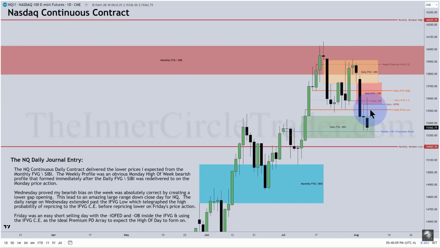Because what is that telling us? Order flow is bearish. Everything is in the candlestick. Everything. You just need to know what it is you're looking at by time. So we also have the weekly premium wick consequent encroachment, which was being respected. Look at the bodies right there. See that? Did any of the bodies cross over that? Nope. But we did have wicks go through it.